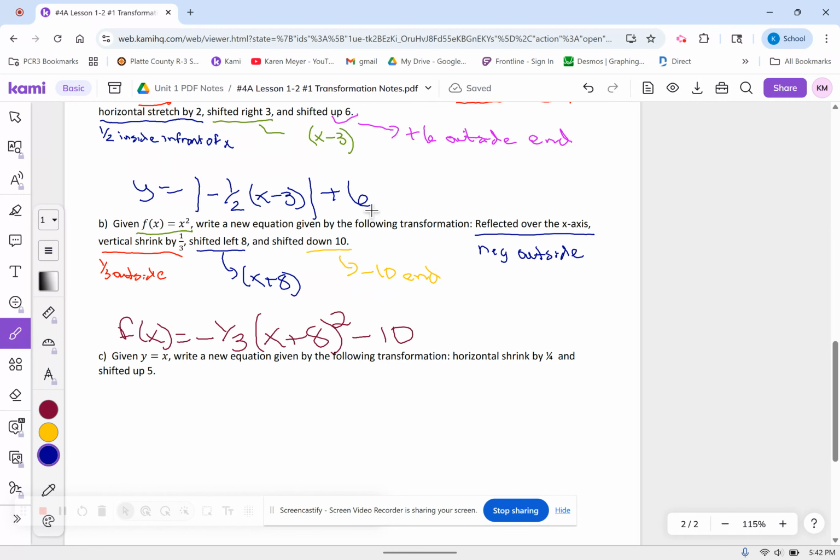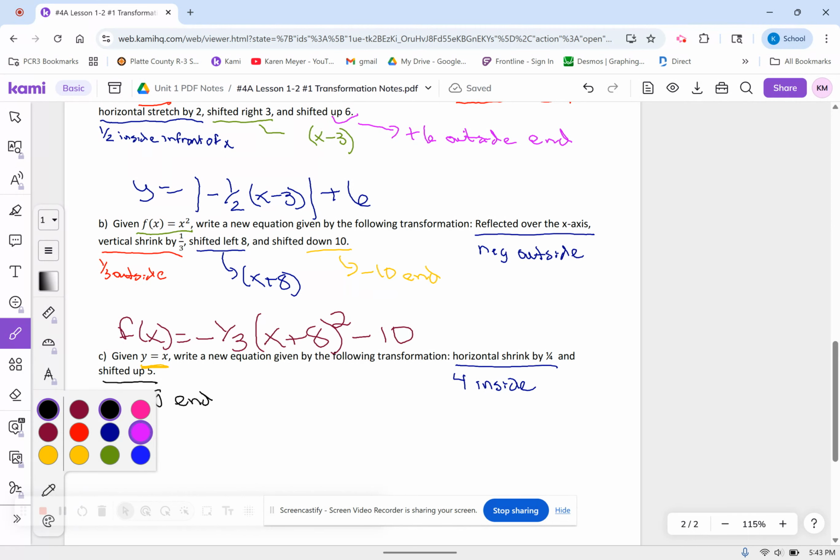Okay, last one. This one, we're just doing a regular old y equals x. So this one can just have a parentheses, no power of 2 with it. It's not a quadratic, so just a normal parentheses. Horizontal shrink. Well, remember, horizontal stuff is backwards, so you can't use 1/4. You're going to actually use the 4. And if it's horizontal, it has to be inside the parentheses. And then we have this up 5, up or down is at the end, and it's exactly how it looks. So you're going to have plus 5 at the end.